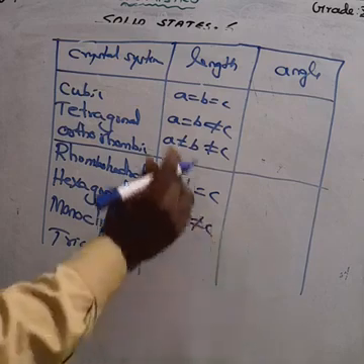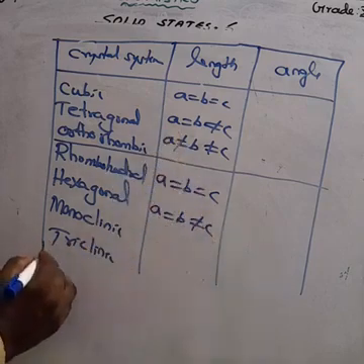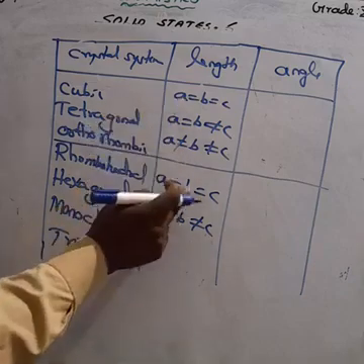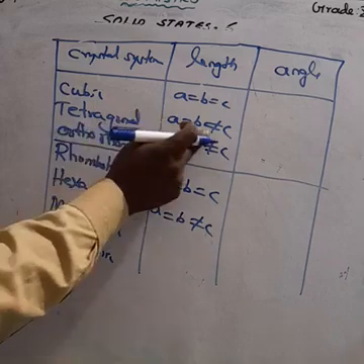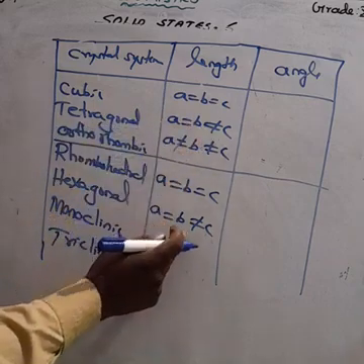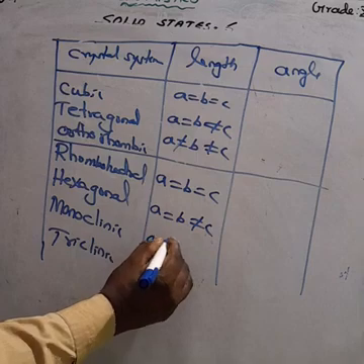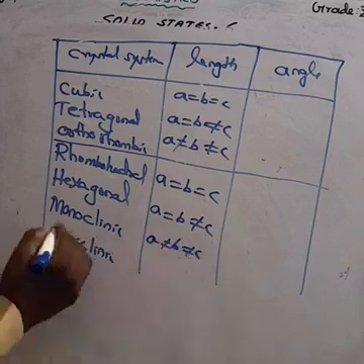You have to write. What is the first one? A is equal to B, B is equal to C. What is the second one? A is equal to B, B is not equal to C. Next, what is the third one? A is not equal to B, B is not equal to C.